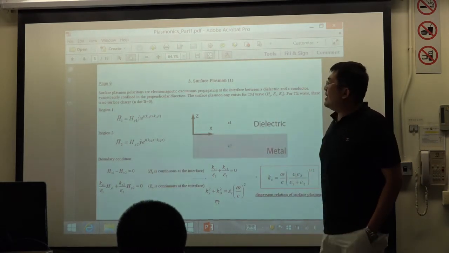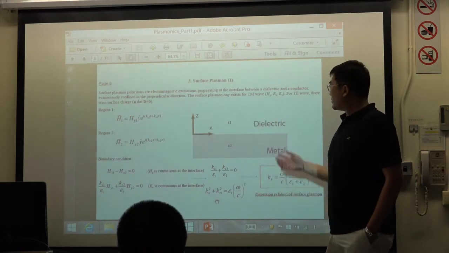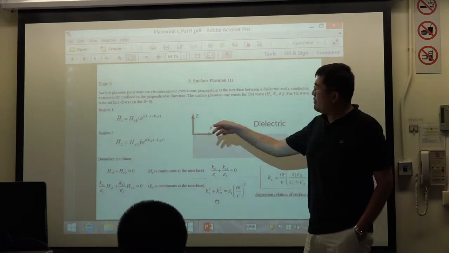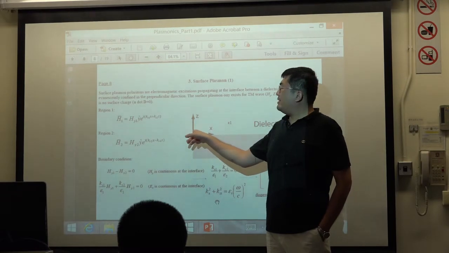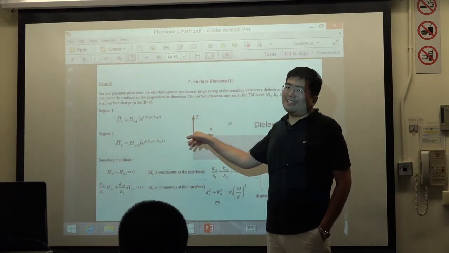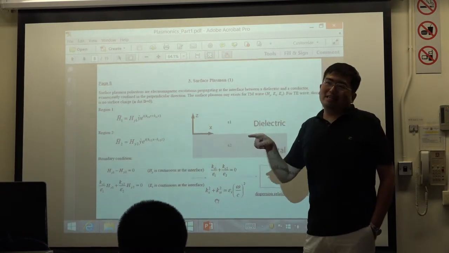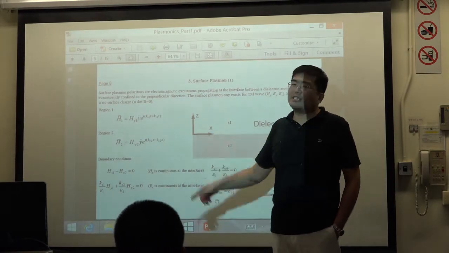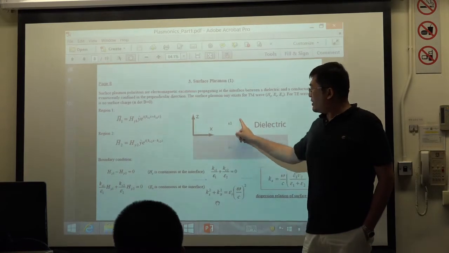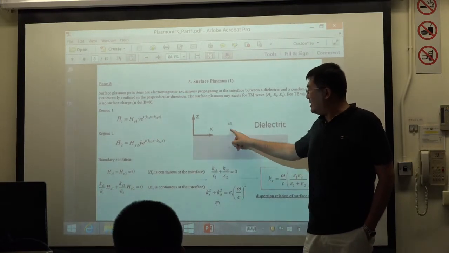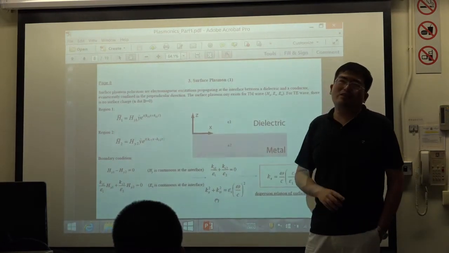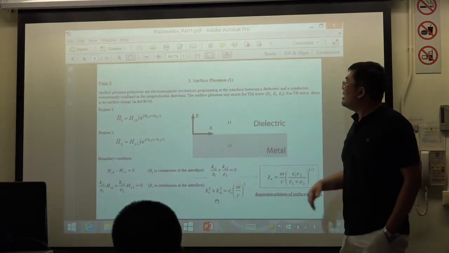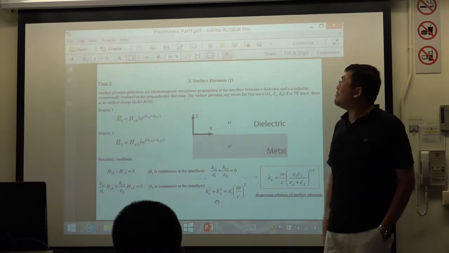Only TM waves can support the surface plasmon. TE waves cannot. What's the reason? For a TE wave, the E field is along the y direction, so the electric flux D is also along the y direction. So the normal vector on this interface dotted with D equals 0, and there is no surface charge. They cannot support the surface plasmon. Surface plasmons only exist for TM waves.